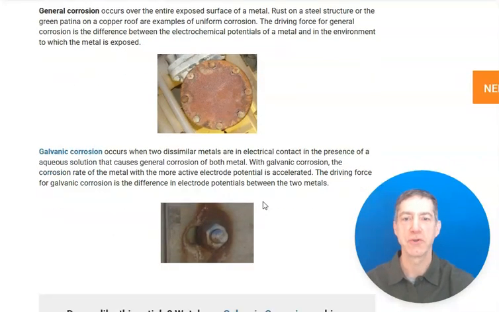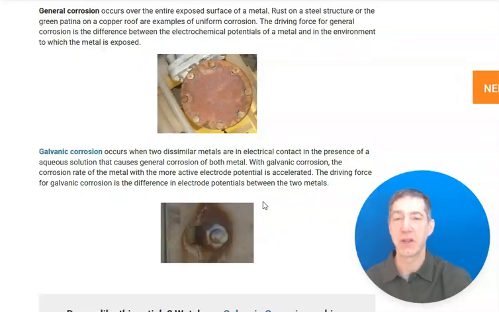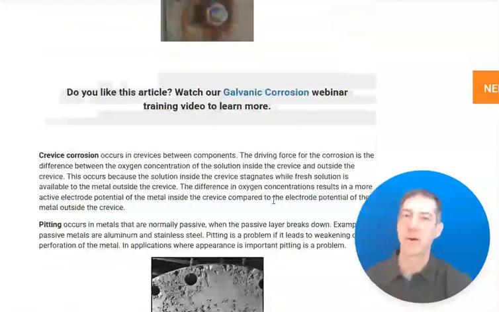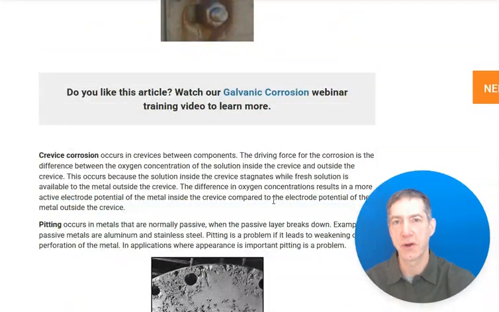Galvanic corrosion occurs when 2 dissimilar metals are in electrical contact in a corrosive environment. So both metals are corroding, but one metal ends up having accelerated corrosion because of the contact with another metal. There's crevice corrosion, where accelerated corrosion occurs in a crevice. The crevice can be between 2 metals or between a metal and an insulator, such as paint or a washer.